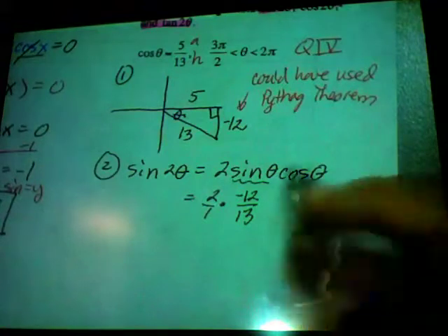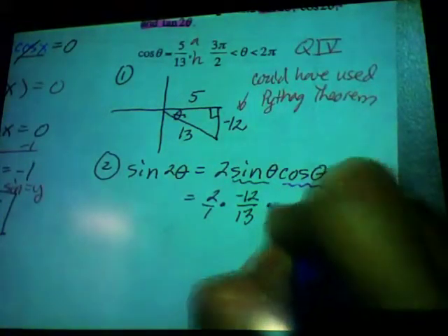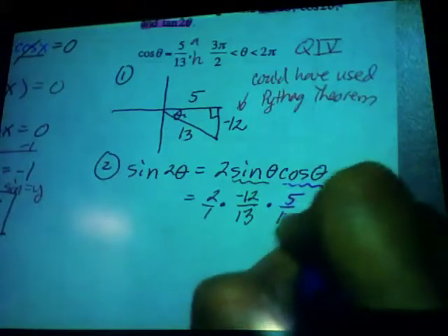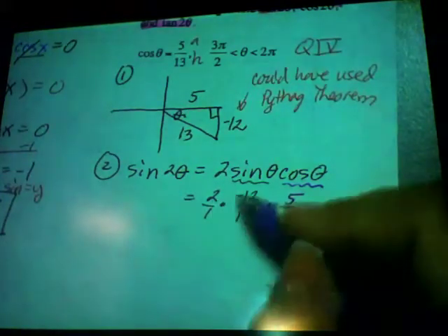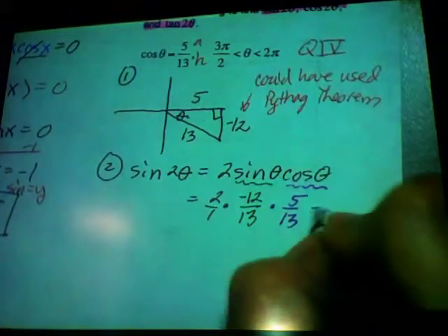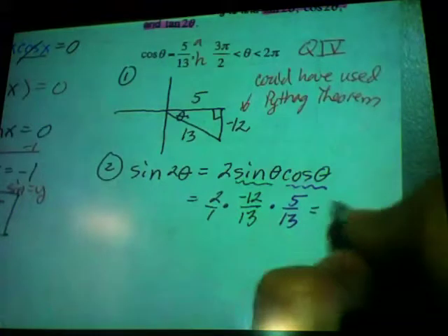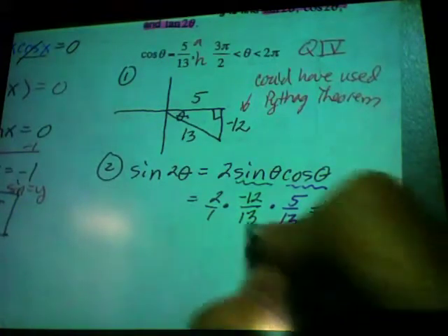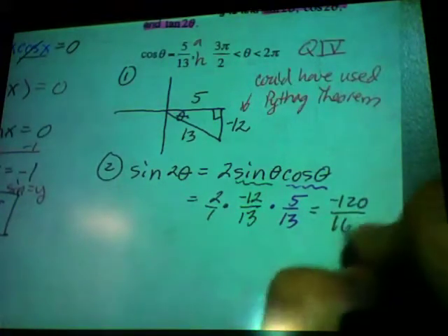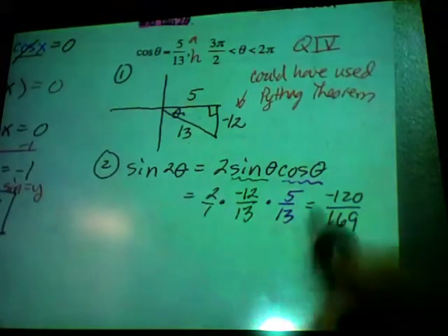And then we have to find the cosine of theta, which you were already given, right? Which is times 5 over 13. There's nothing that I can cross cancel here, so you're just going to multiply it out. 2 times 5 is 10, times negative 12, isn't that negative 120? What's 13 times 13? 169. That's it. That's your answer.